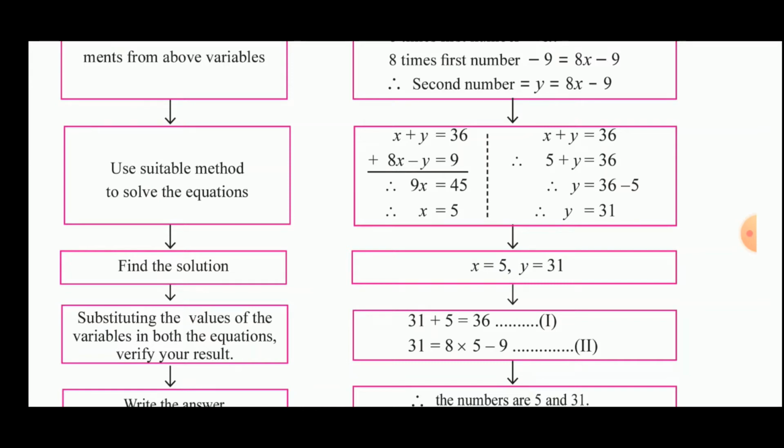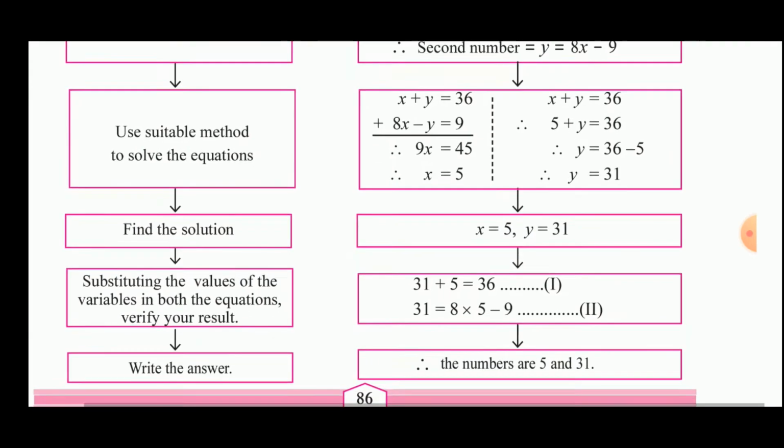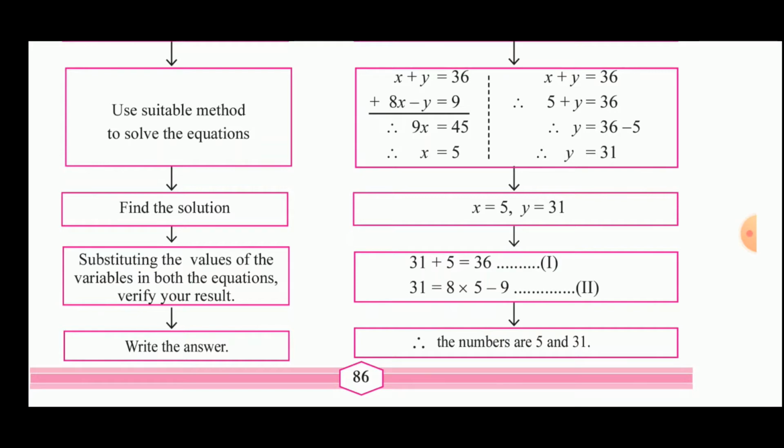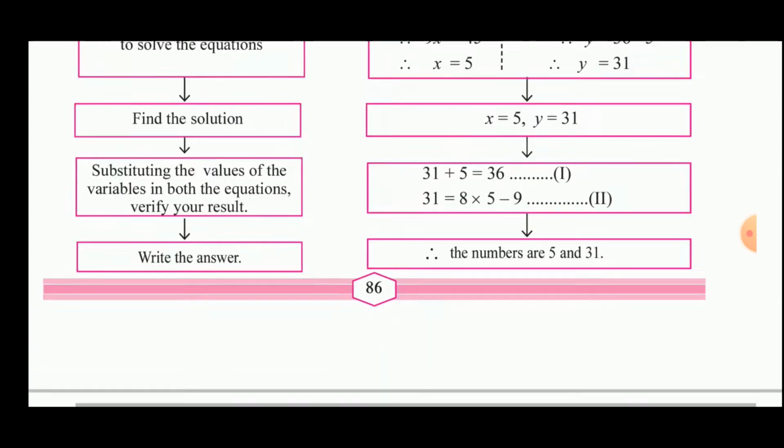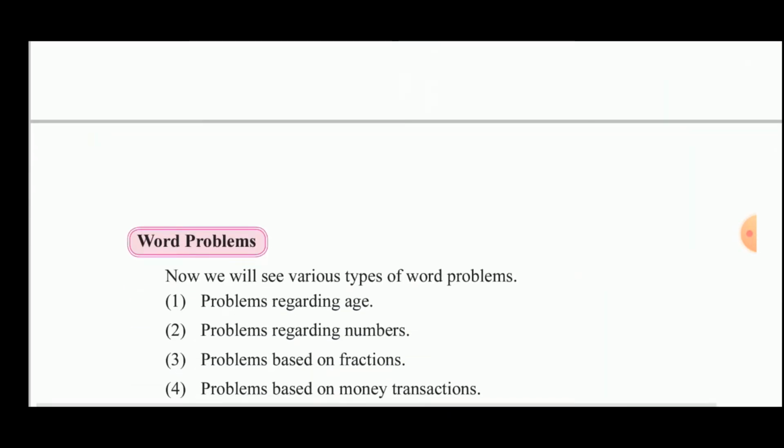So x is equal to 5, y will be equal to 31. So 31 plus 5 is equal to 36. 31 is equal to 8 into 5 minus 9. Substitute in both the equations, you will get the same answer. So therefore the numbers are 5 and 31.